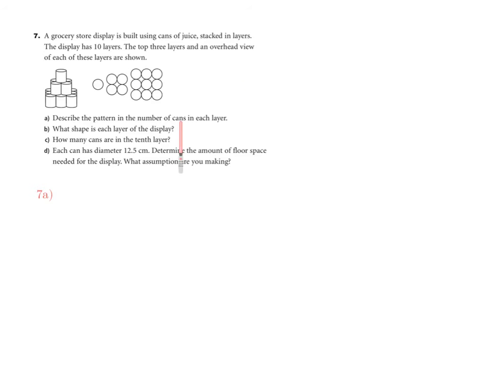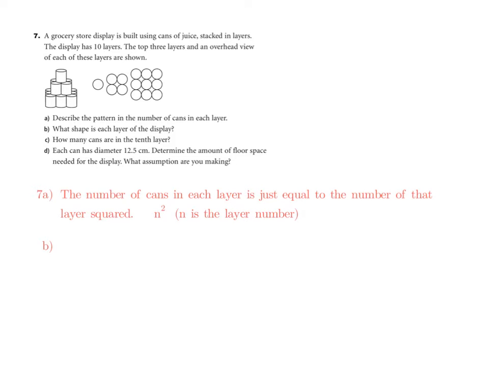All right, so basically the number of cans, well, this is going to be 3 times 3, 2 times 2, 1 times 1, so we're going to have 4 times 4, 5 times 5, 6 times 6. So it's just whatever layer you're on, it's that number times itself. So that's right. The number of cans in each layer is just equal to the number of that layer squared.